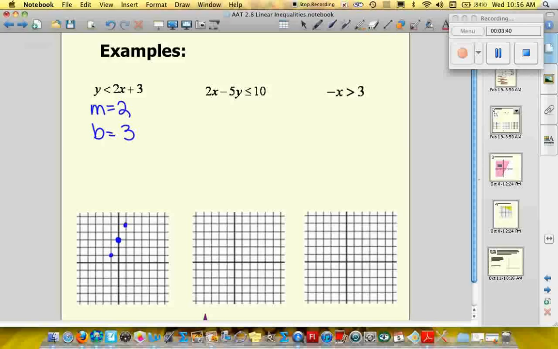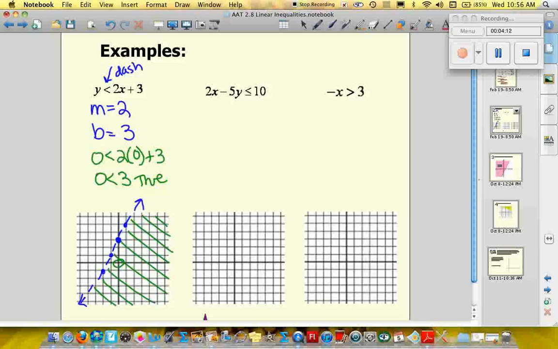And then now, I could use a test point. So if I would use a test point, say I would test 0, 0. I would put a 0 in for y, a 0 in for x, and then analyze this. Is 0 less than 3? This is true. So what it means is I want to shade the side where that point is. Because I was in slope-intercept form, I could have just thought, oh, this is a less than, I can shade down. That would work too.